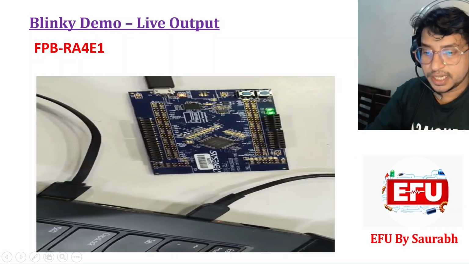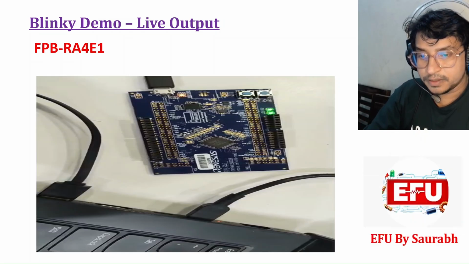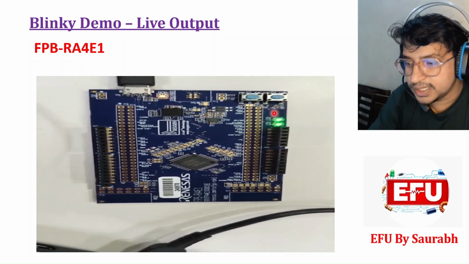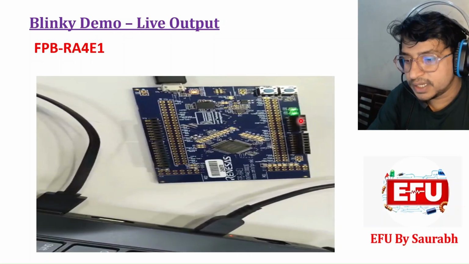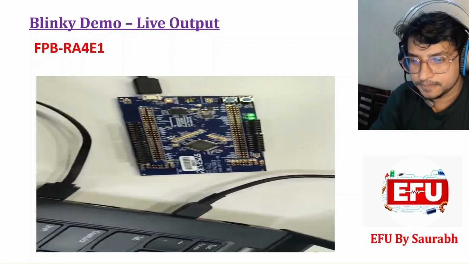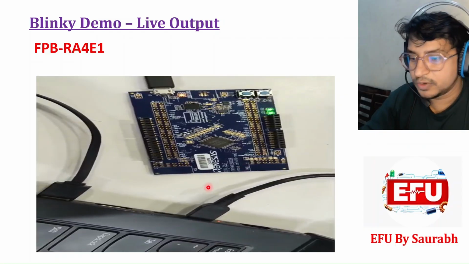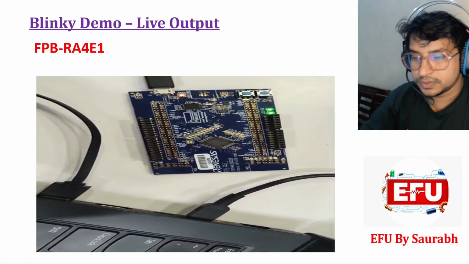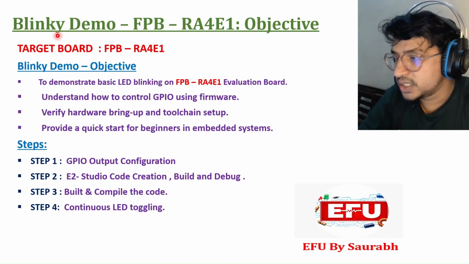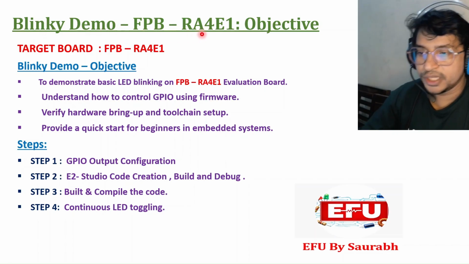Before starting, I just want to introduce something. I'm taking a pointer option here. As you can see here, two LEDs are glowing and blinking at 1 second. For this tutorial, we need to prepare something I am going to show you. Here you can see our agenda: the Blinky demo of FPB RA4E1.